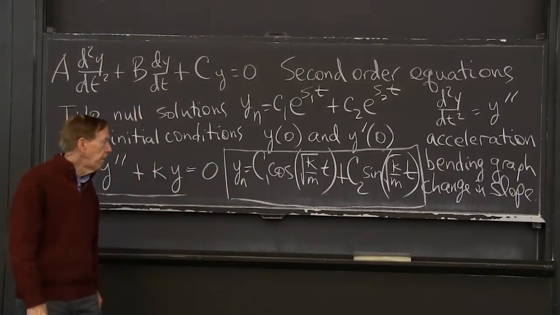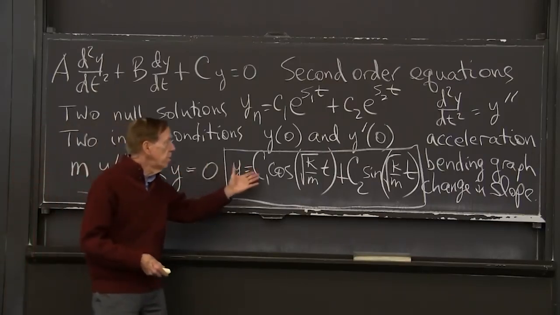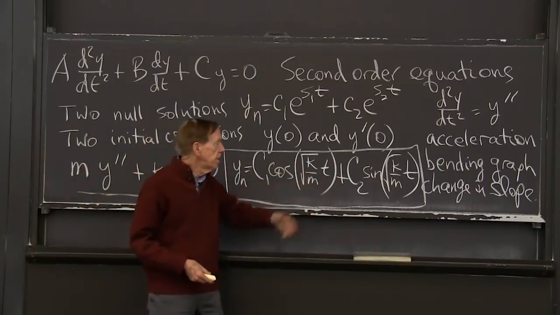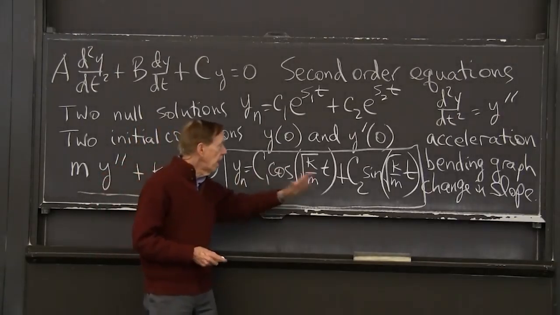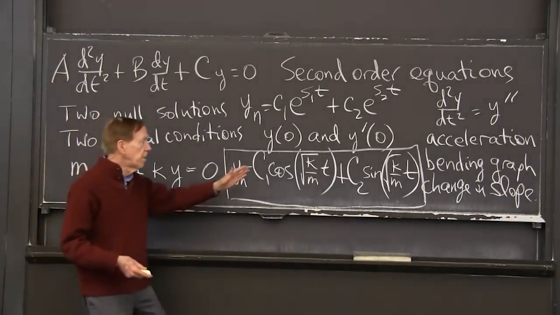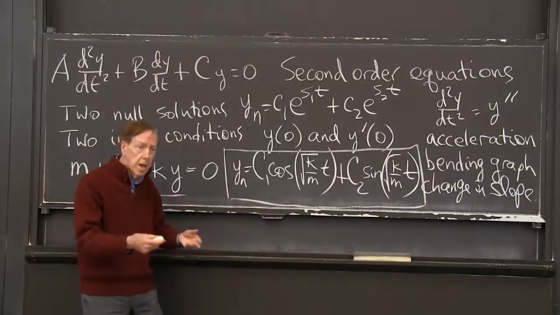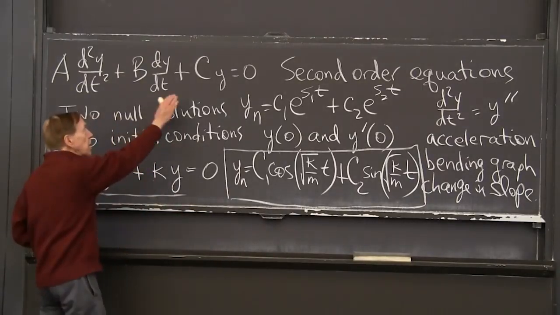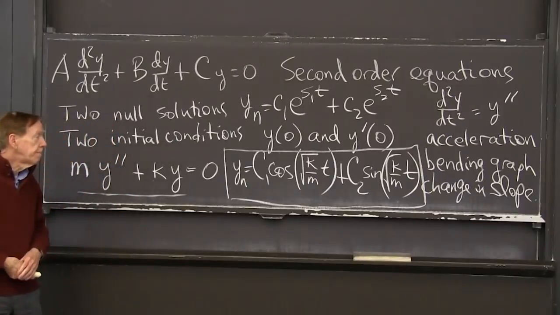I'll write it again. That's a solution. It's got two null solutions. They're independent, they're different. If we've got two constants, because our equation is linear, we can safely multiply by any constant and add solutions, and they stay solutions because we have a linear equation and 0 on the right-hand side. Good.